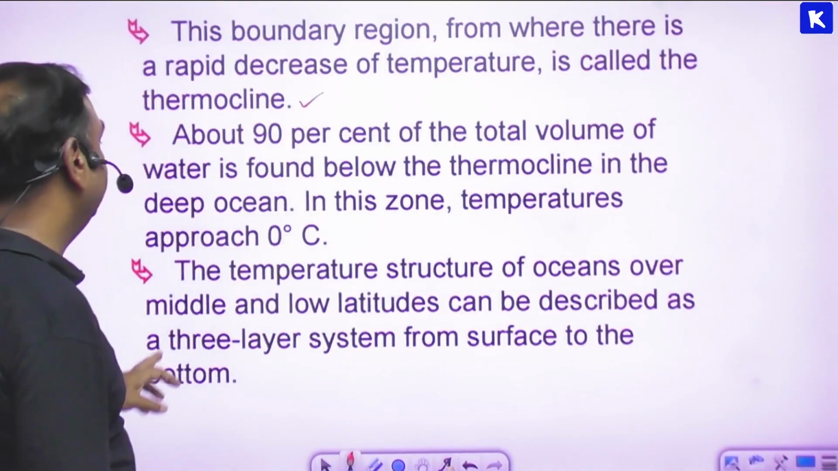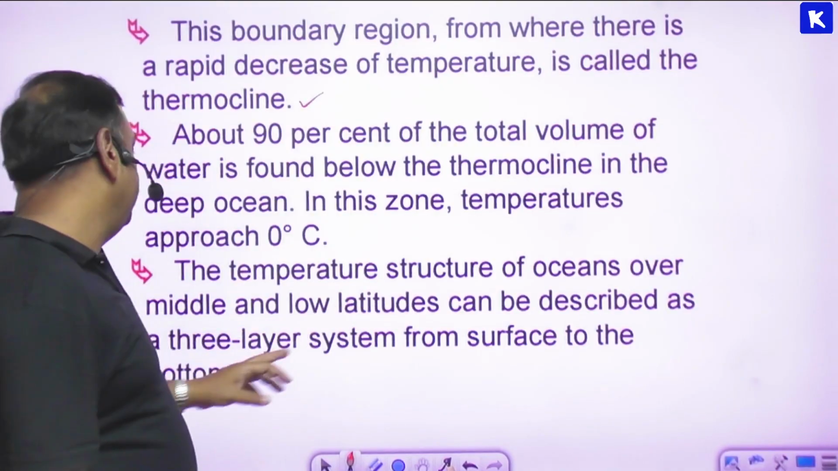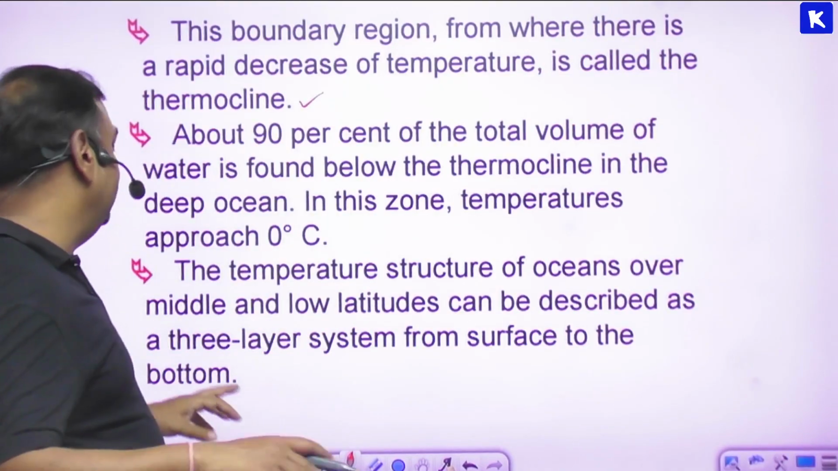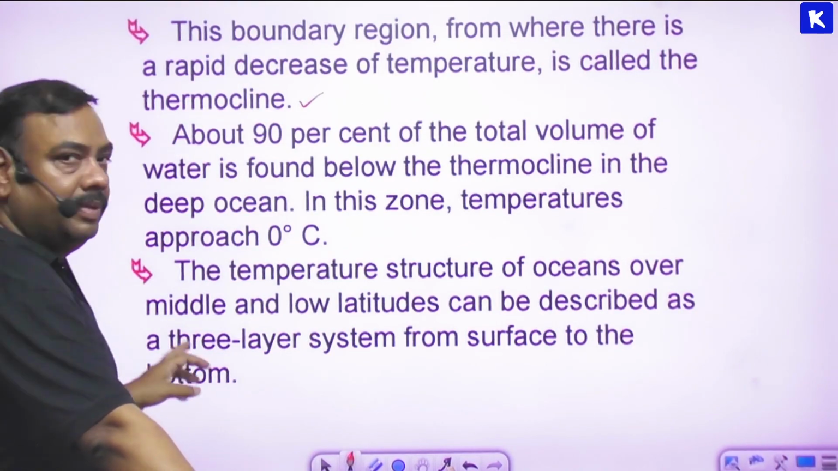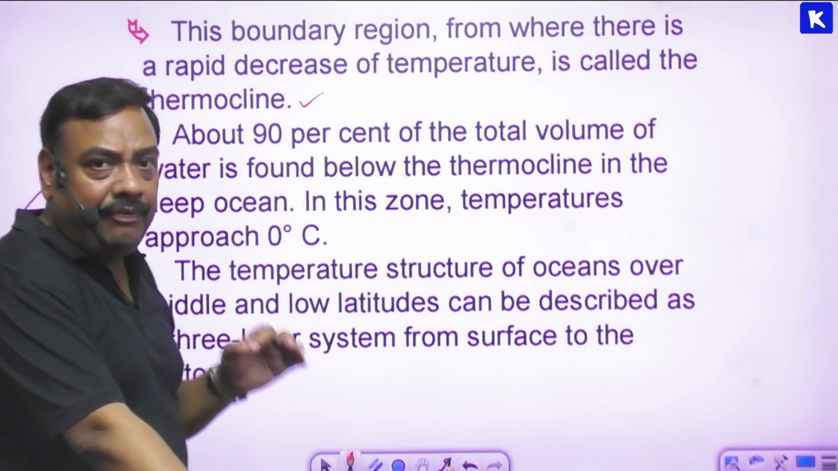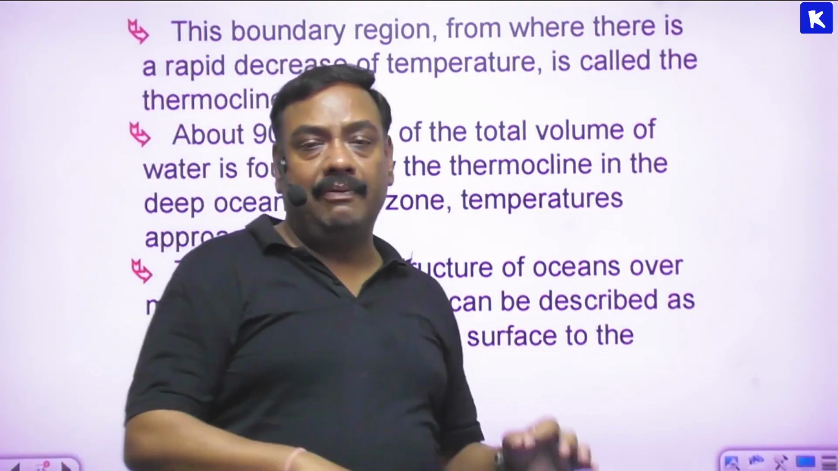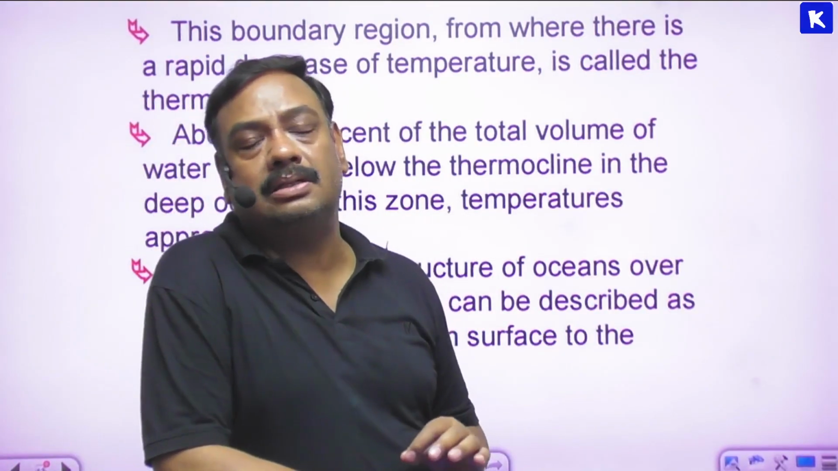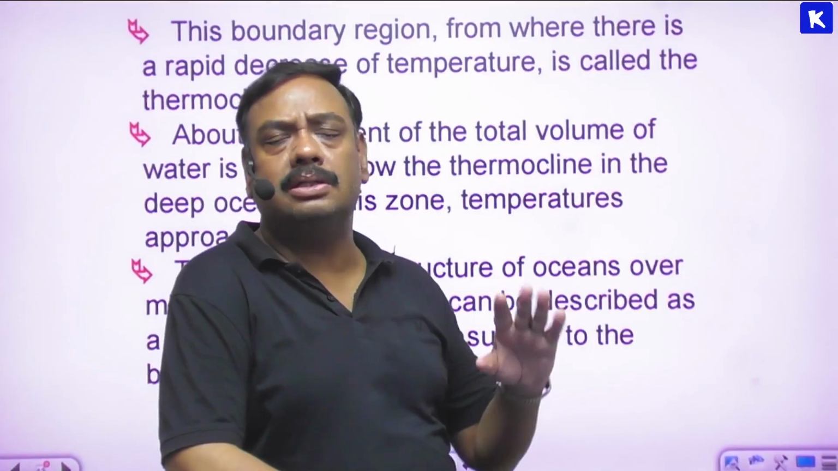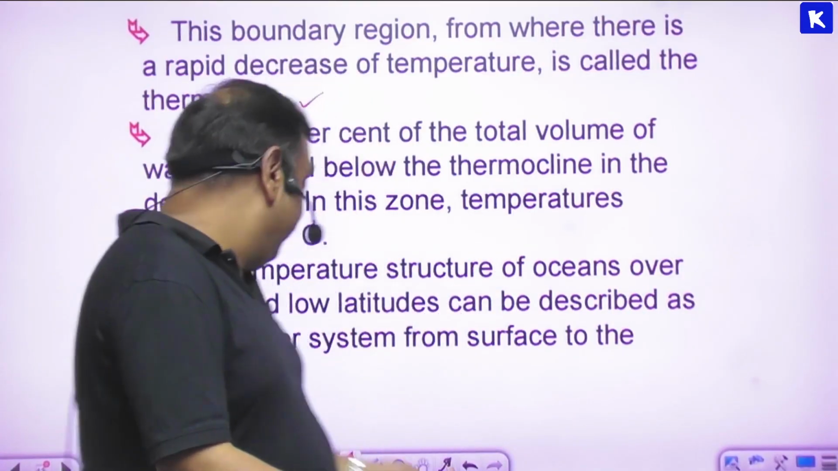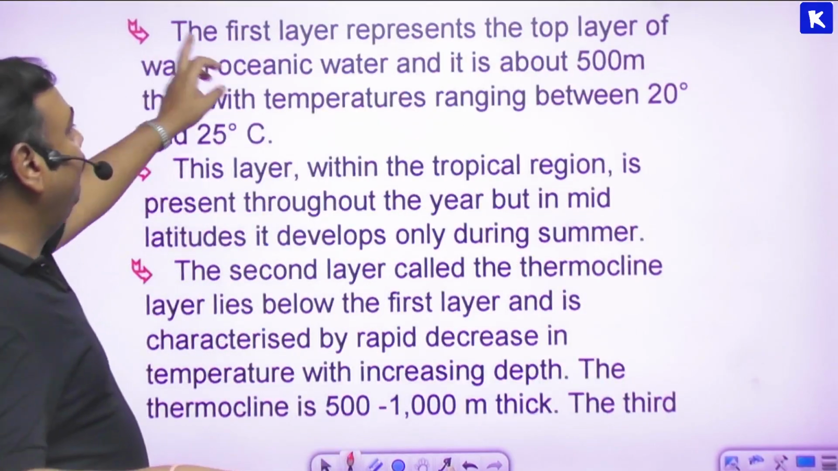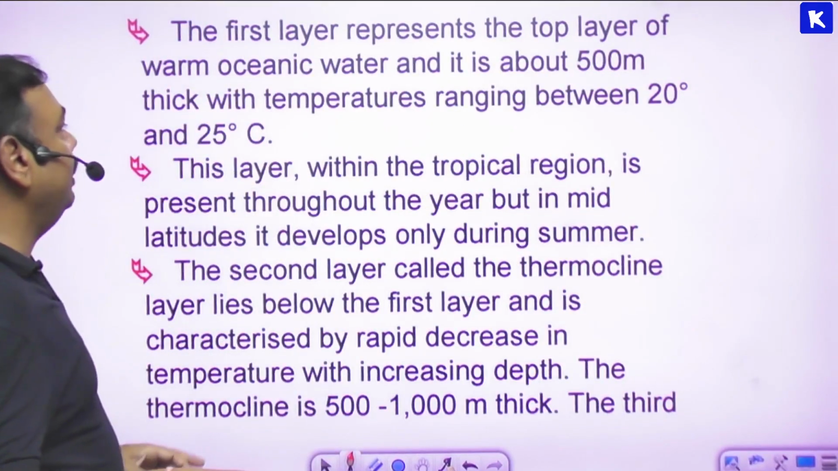Now see here, the temperature structure of oceans over middle and low latitude can be described as a three-layer system from surface to the bottom. I told you, if we want to define wherever on the Earth surface the three-layer system of distribution of temperature is found, it is the low latitude and mid latitude.